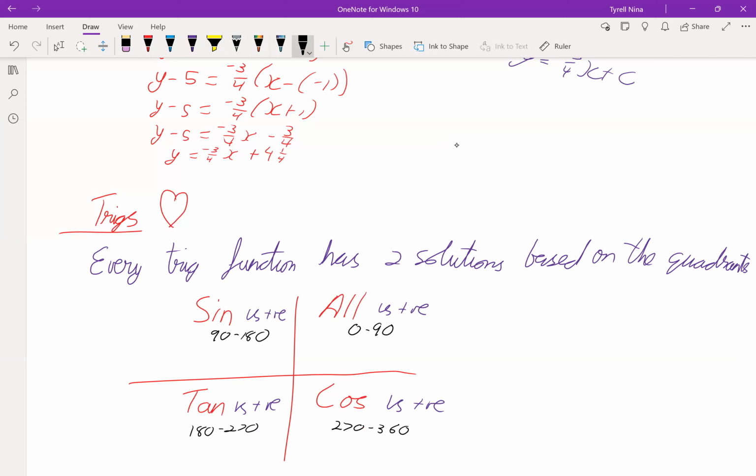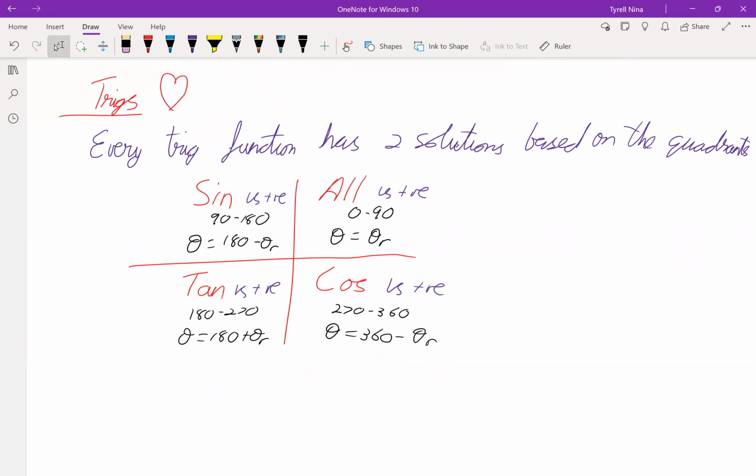And how do we work it out? Theta is theta r, 180 minus theta r, 180 plus theta r, 360 minus theta r. Right, where theta r is the positive result.